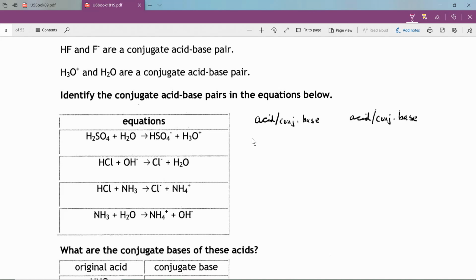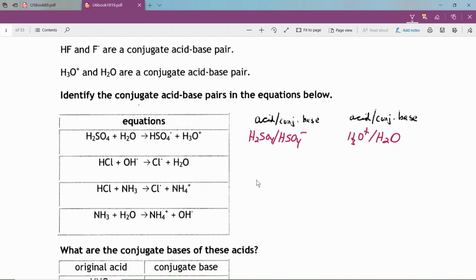So in the first one, you got H2SO4 and HSO4 minus. That's one conjugate acid-base pair. And the other one would be H3O plus and H2O. Did you get that right? I hope you got that right. Safe? Safe, did you get that right? I hope so. Ashley, hope you got that one right.